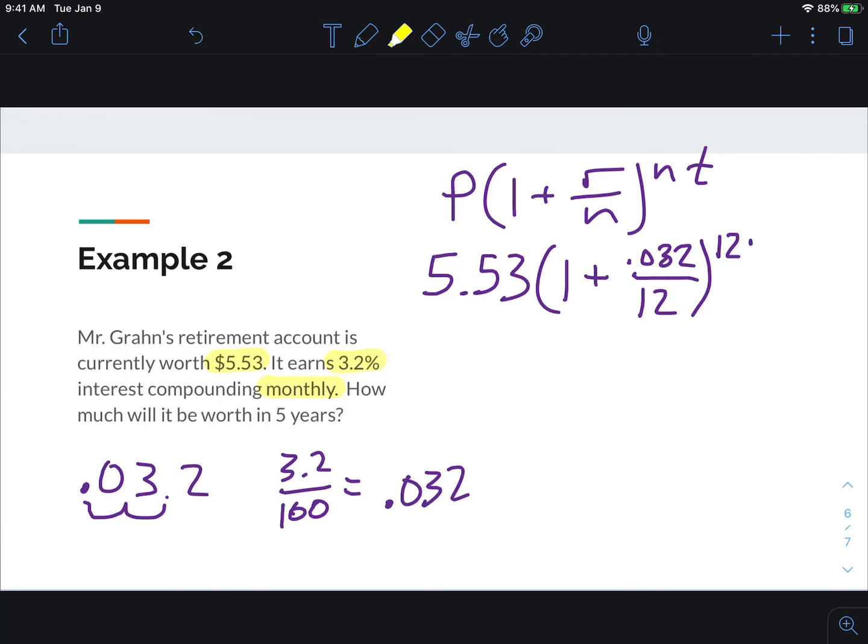And the very last part, T, is the number of years. So 5 years, and we'll plug that in. Now this one you don't have to simplify, just plug it in the way it looks. And if you do that correctly, if you want to check, you should get that my retirement account 5 years from now will be worth a grand total of $6.49.